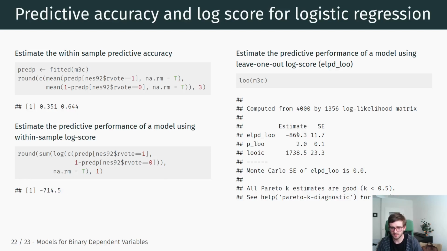And it turns out this is basically an equivalent, or you can think of this as a similar measure to the within sample log score that we manually computed here, just computing the same quantity for the left out observation. So directly taking into account potential overfitting. Okay.